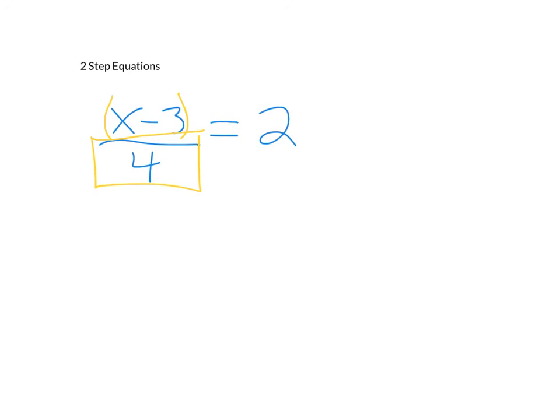So, just like we saw in previous questions, we deal with what is not in the brackets first. Here we have divided by 4. If you're dividing by 4, we'll undo it by multiplying by 4. So we multiply both sides by 4. 4 and 4 cancel. That leaves us with x minus 3 is equal to 2 times 4 gives us 8.